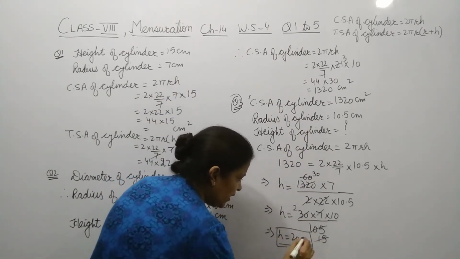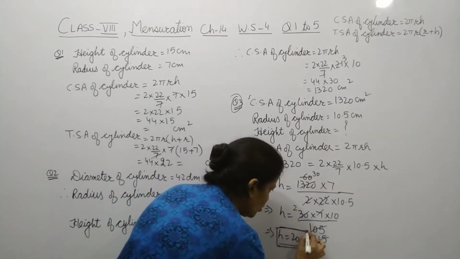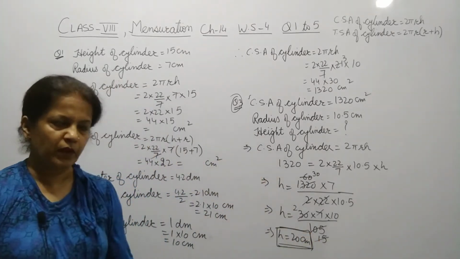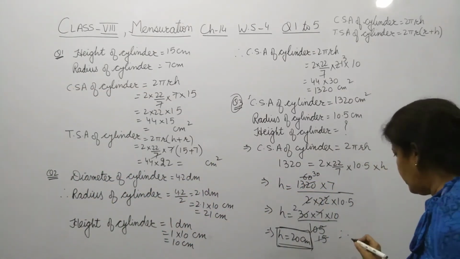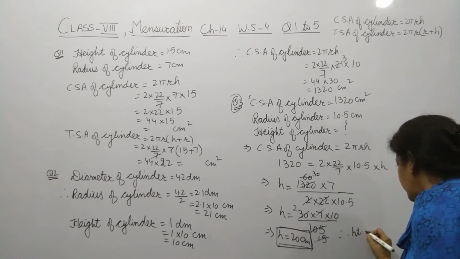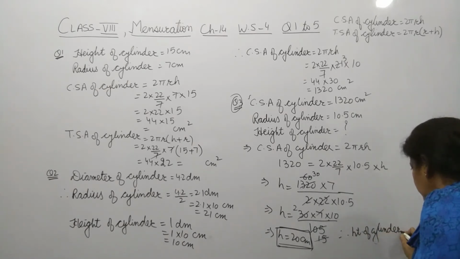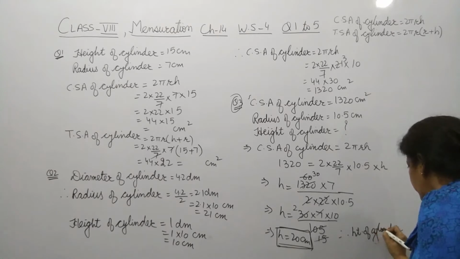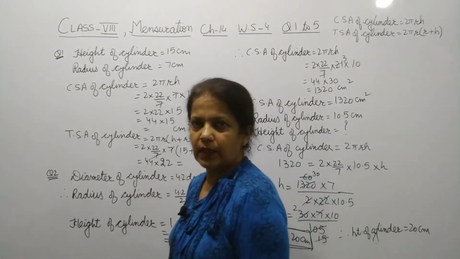So how will you complete it now? How will you complete this? What should be the last step now? Therefore, what will you write? Height of cylinder equal 20 centimeter. Is it clear?